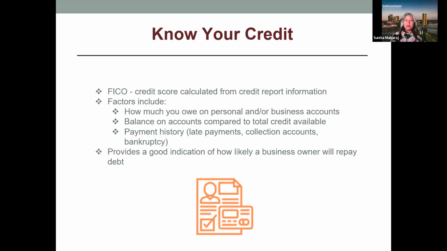When you're looking at your credit report, the credit score is calculated from credit being reported by the people that you're getting credit from. Factors include how much you owe on personal and or business accounts, balances on these accounts compared to your available credit, and payment history. Do you have any lates, any collections, any bankruptcies? This provides a really good indication to any lender, including ourselves, of how likely you, the business, are to be able to repay the loan.